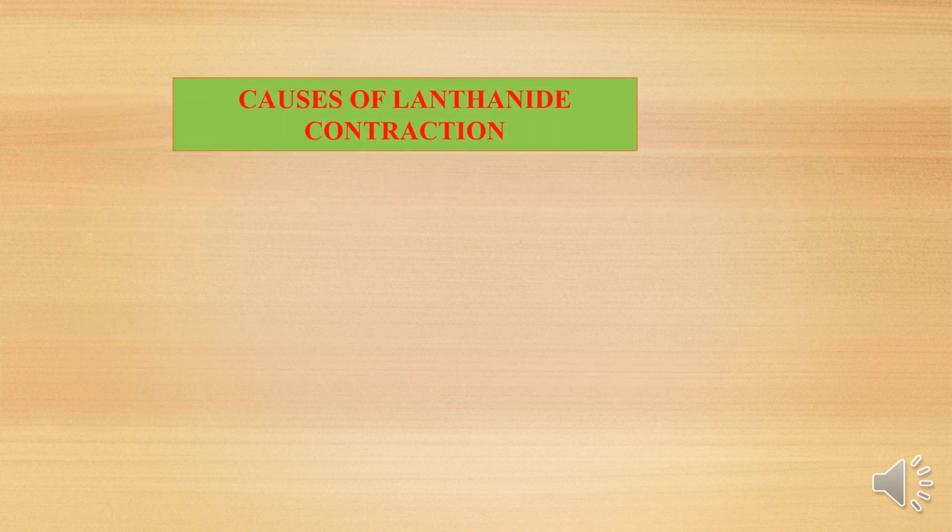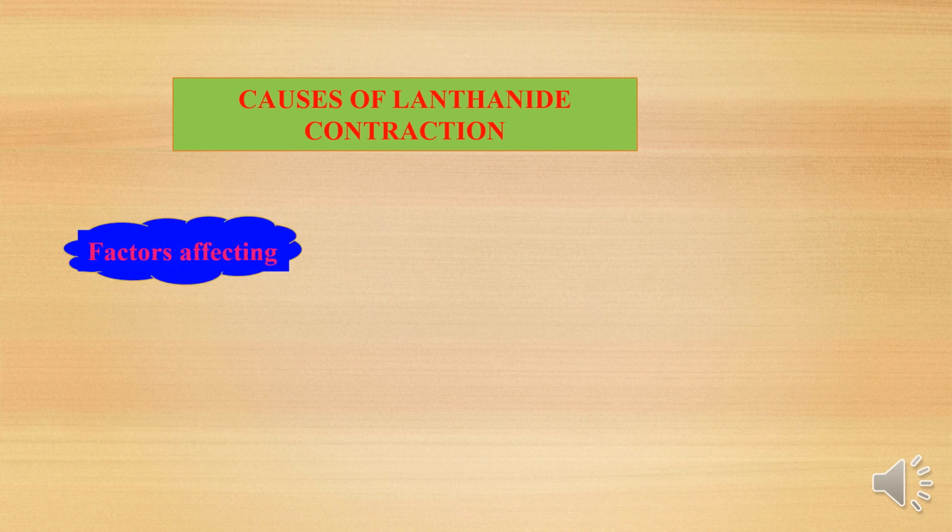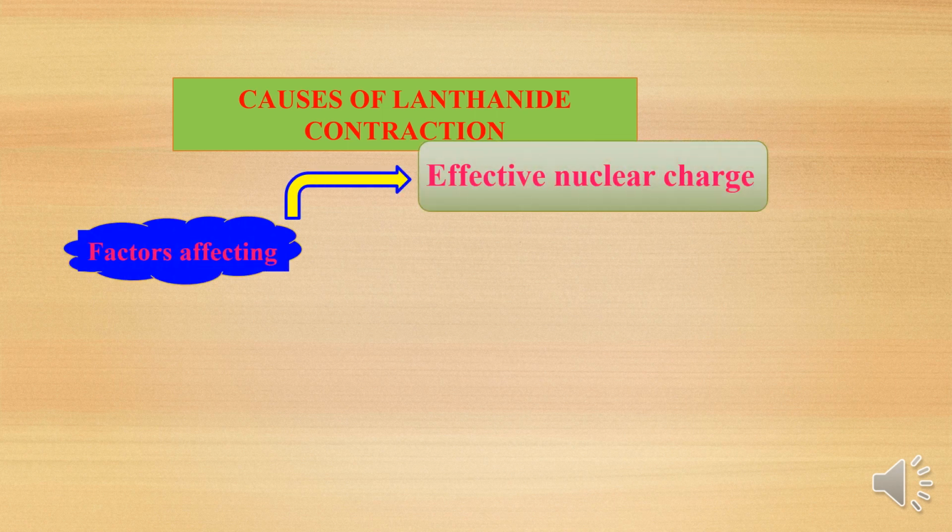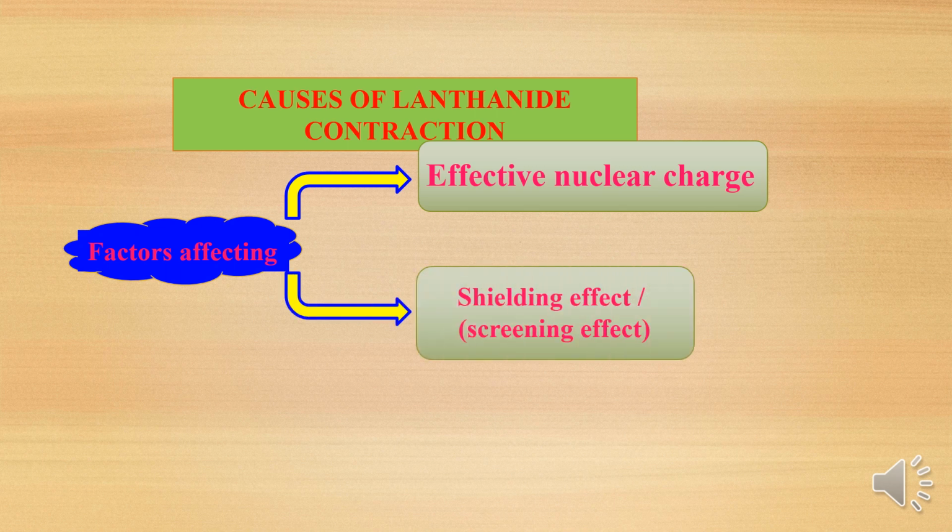Now, the causes of lanthanide contraction. What are the causes? The factors affecting the atomic size are effective nuclear charge and the shielding effect or screening effect. Already we have learned this in the first PUC.